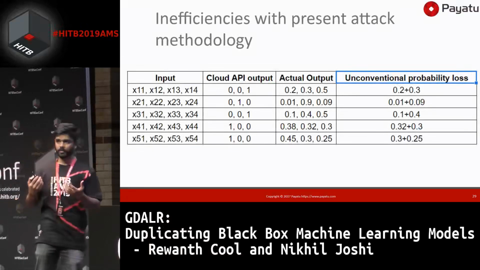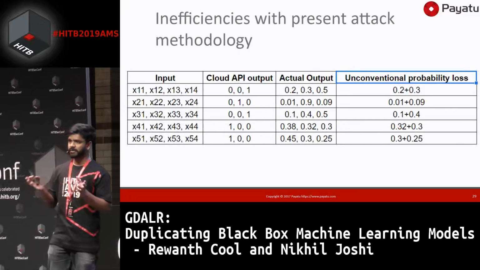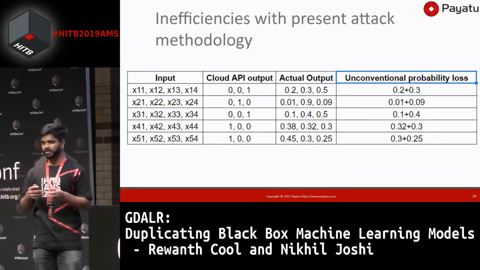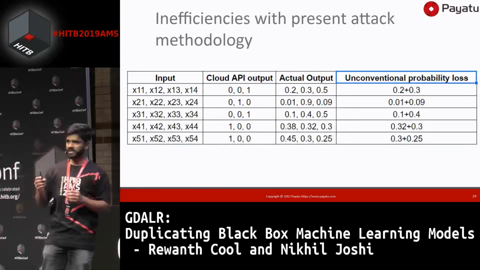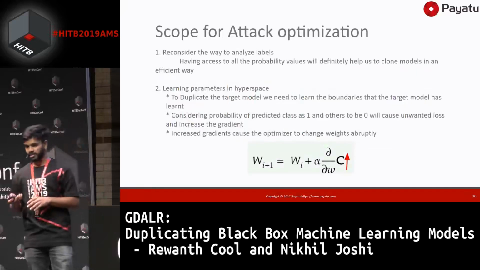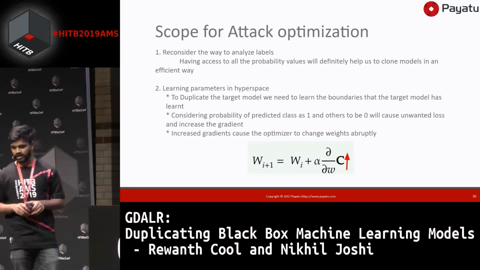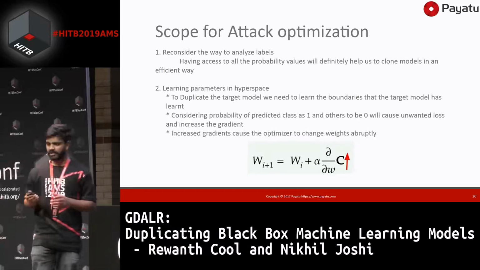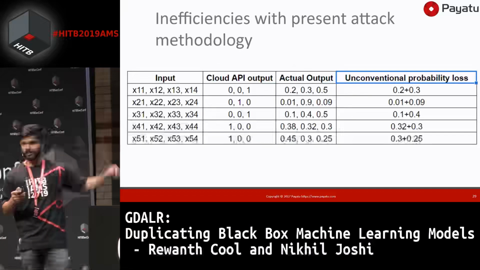Even if our model is able to predict the exact correct class, it doesn't mean the model is accurate or perfect. To find the exact accuracy, we should compare the actual probability values of each class with your model. So that's one point. Followed by this, considering the probability of the predicted class as 1 and the others as 0 will cause unwanted loss, which I already explained over here.